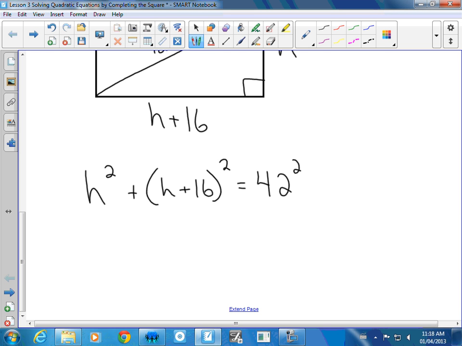Well, this is just algebra, right? We're just solving for h, aren't we? Because once we know h, then we add 16 to it, and we'll know the width of the TV. So what do we do here? Do some math for me.